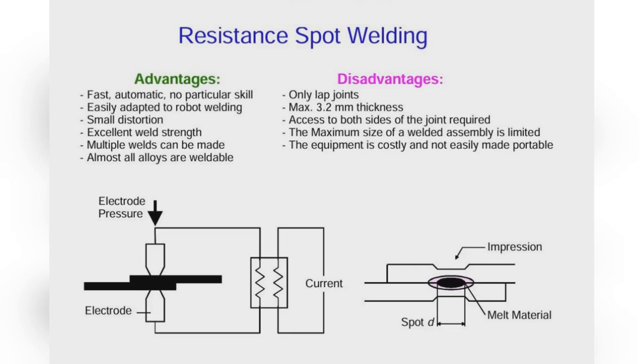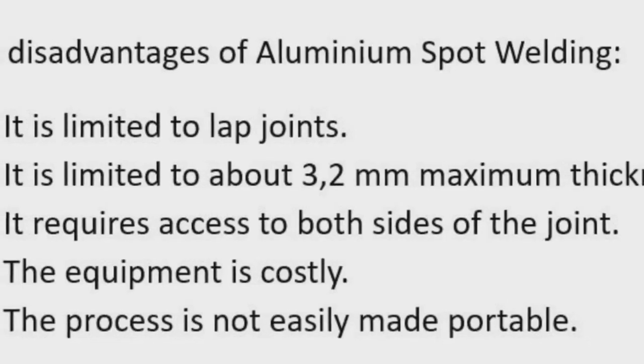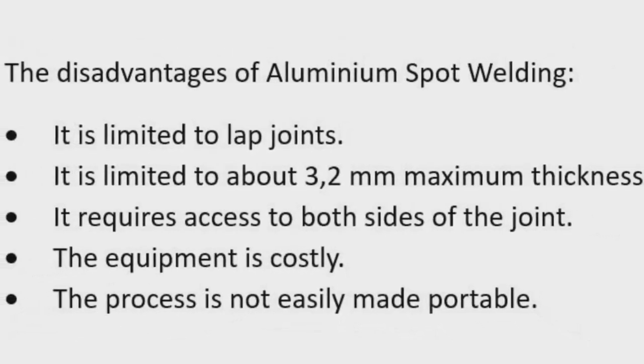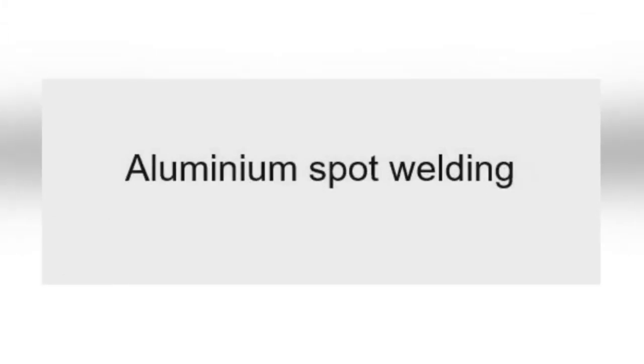Aluminium spot welding also has some disadvantages. It is limited to lap joints. It is limited to about 3,2 mm maximum thickness. It requires access to both sides of the joint. The equipment is costly. The process is not easily made portable.